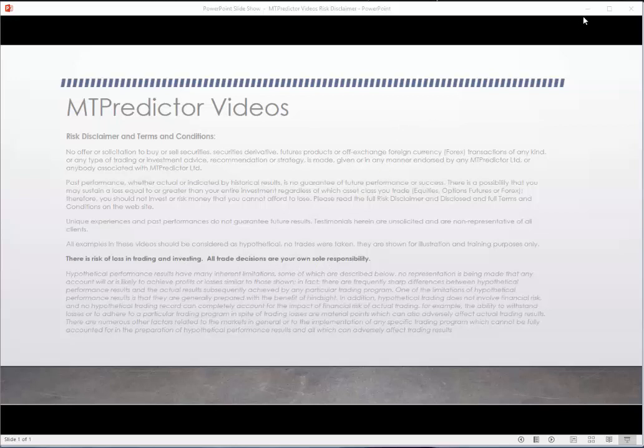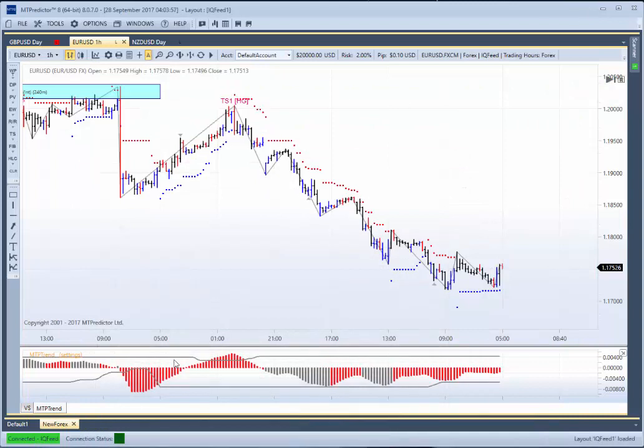Right, let's have a look at the chart. The example I'd like to look at is a chart we've been following for a couple of weeks now in our MTPredictor customer training webinars, and it's on the Euro US dollar. Here's a 1 hour chart. This is the one we're looking at, and it's this TS1 Holy Grail trade setup up here.